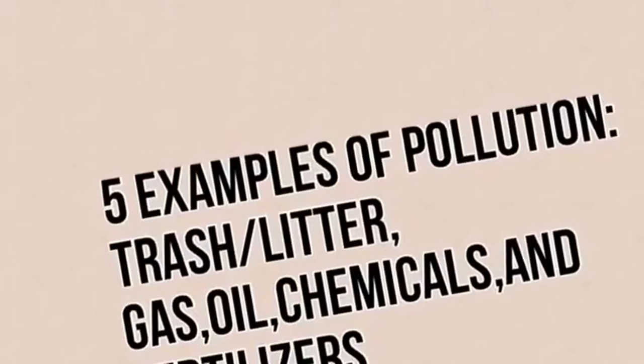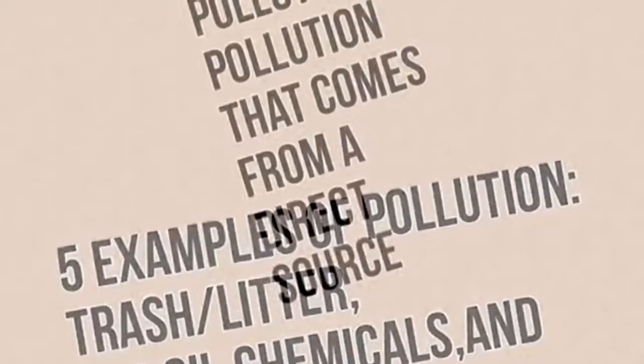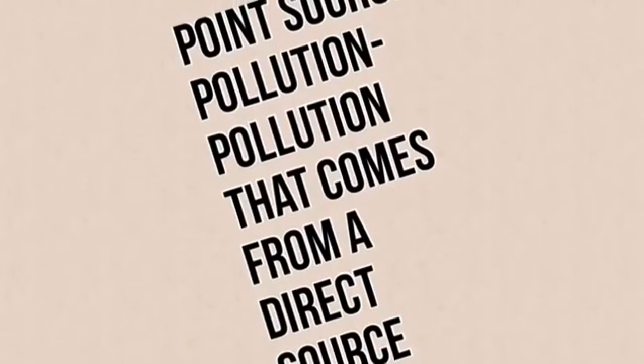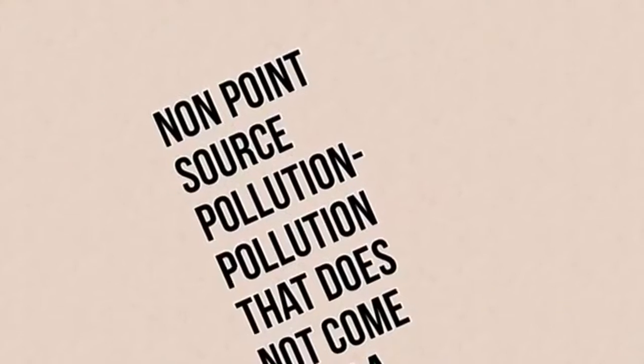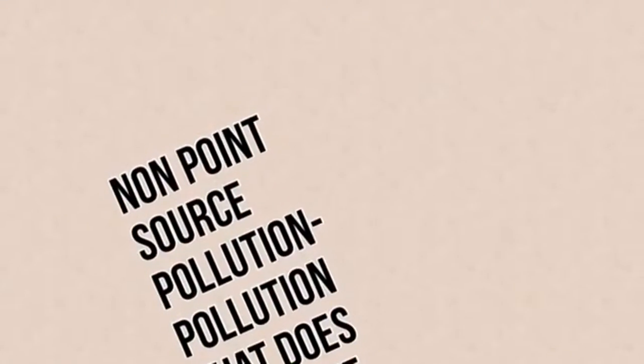5 examples of pollution would be trash, litter, gas, oil, chemicals, and fertilizers. Point source pollution. Pollution that comes from a direct source. Non-point source pollution. Pollution that does not come from a direct source.